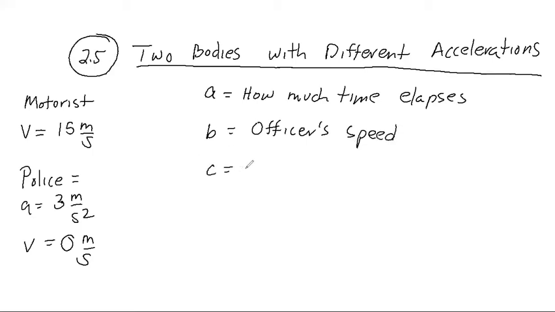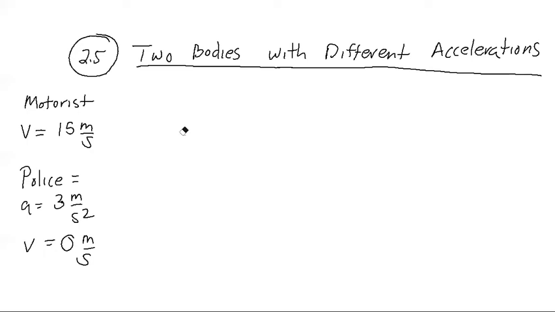And C asks us for delta X of each vehicle, which I assume they're going to be the same since they start from the same location and they'll catch up with each other at the same location. All right, for the first challenge, for A, we want to know when they will be at the same position. So what we need to do is set up this equality: X of the motorist equals X of the police officer.